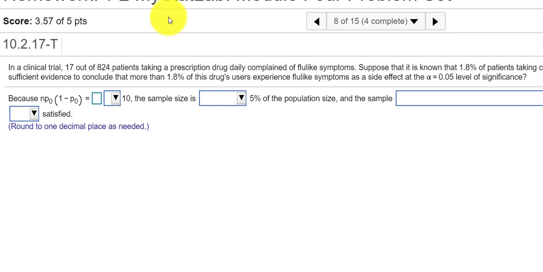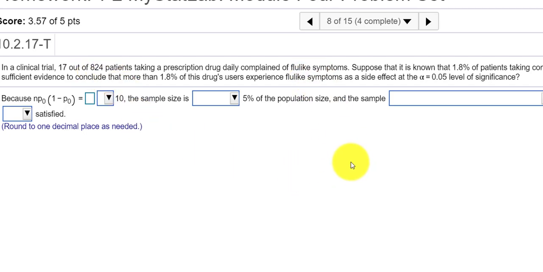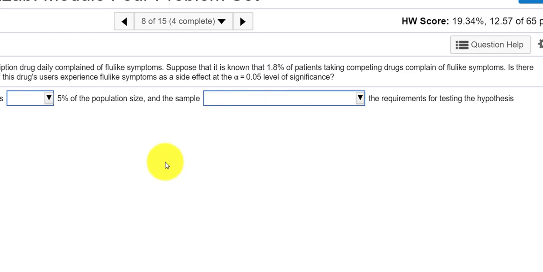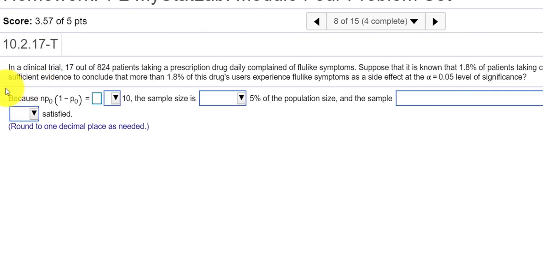So it looks like we have a clinical trial where 17 out of 824 patients taking a drug complain of flu-like symptoms. Suppose that it's known that 1.8% of the patients taking the drug complain of flu-like symptoms. Is there enough evidence to conclude that more than 1.8% of the drug's users will experience flu-like symptoms? Test at a level of significance, or alpha, of 0.05.